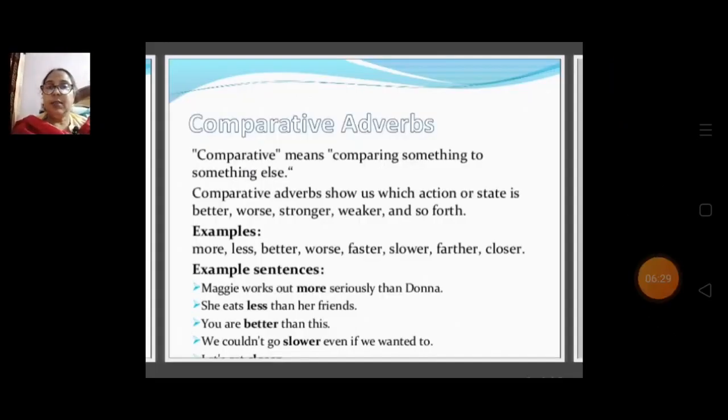Now, as we have discussed the degrees of comparison in adjectives, adjectives have three types of degree: positive, comparative and superlative, that we have already discussed. Now, in adverbs also there are three degrees. First is positive degree, second is comparative degree, and third is superlative degree.